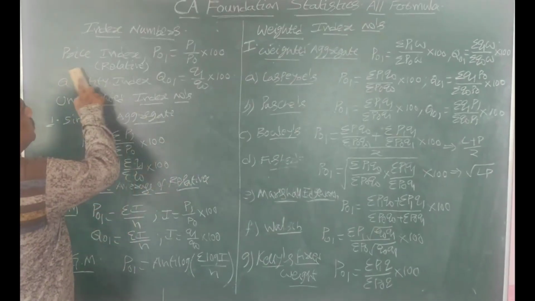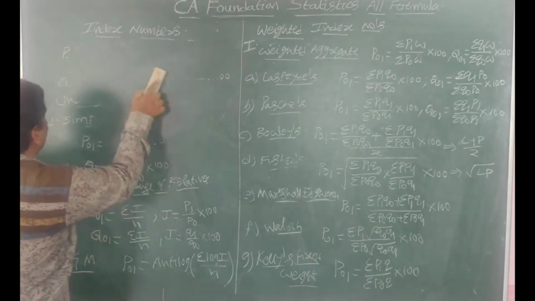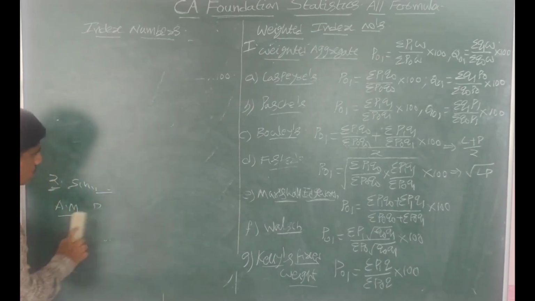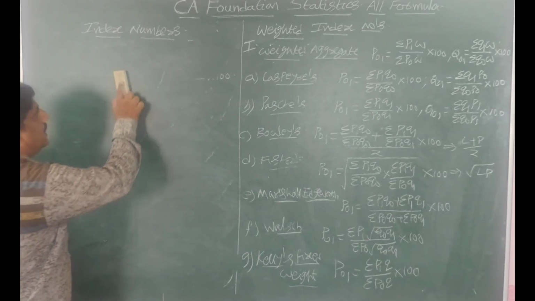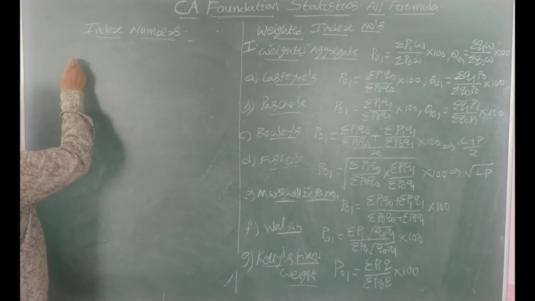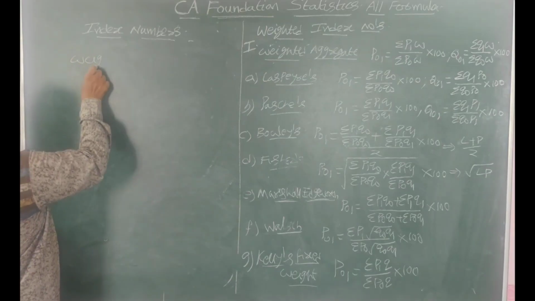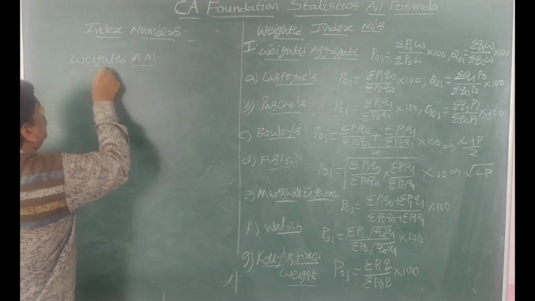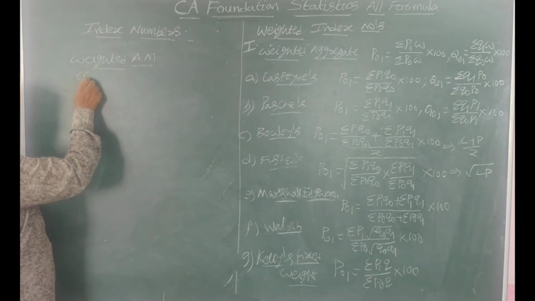In weighted index numbers, we have another formula, the weighted average of relatives. Weighted average of relatives means again you have to consider relatives and weighted averages. So in the weighted average of relatives, the first formula is the weighted AM. Weighted AM is also known as the general index.